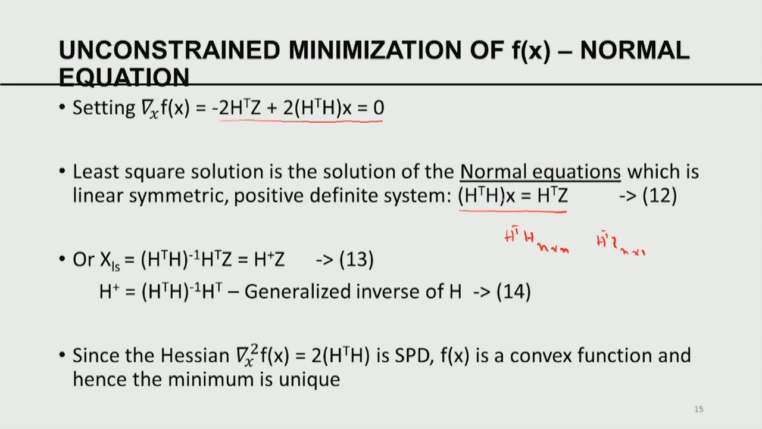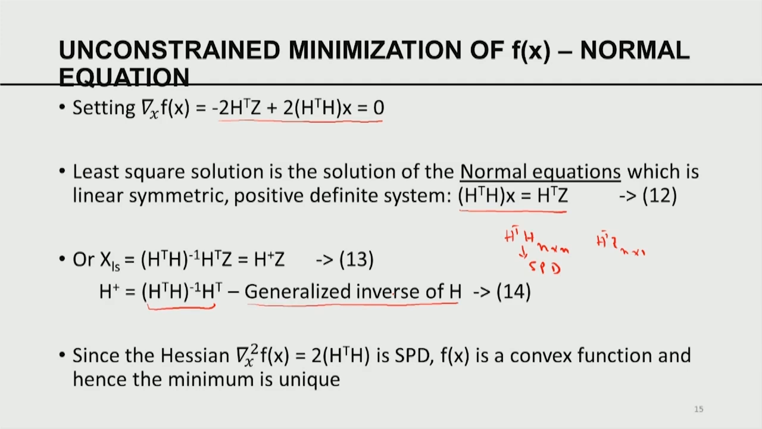Therefore, by solving this, and this matrix is symmetric and positive definite, I can solve this by taking the inverse. Therefore, the least square solution x_LS is H transpose H inverse times H transpose z, which I write as H plus z, where H plus is equal to this, and that is called the generalized inverse of H. You remember when we talked about matrices, we talked about the general notion of generalized inverse of matrices. So, here we have, for the first time in trying to solve a least square problem, come across the notion of a generalized inverse of a matrix.